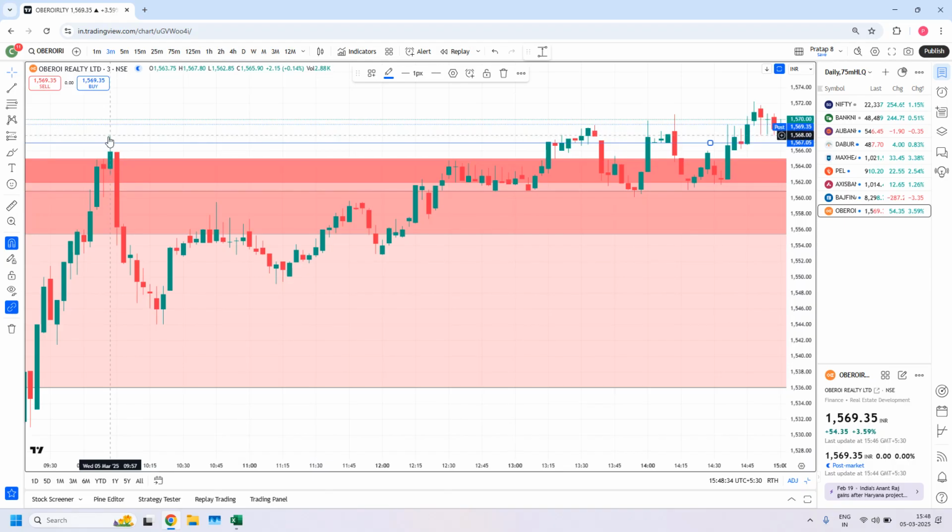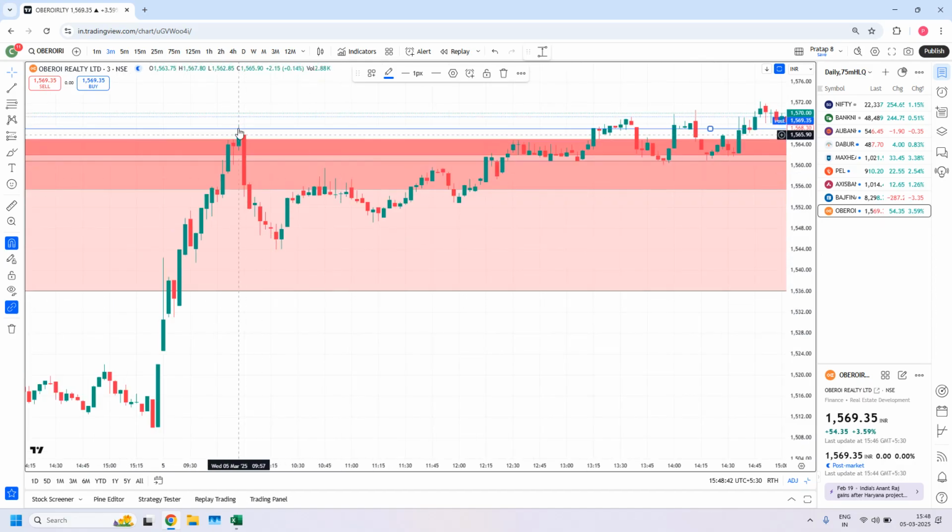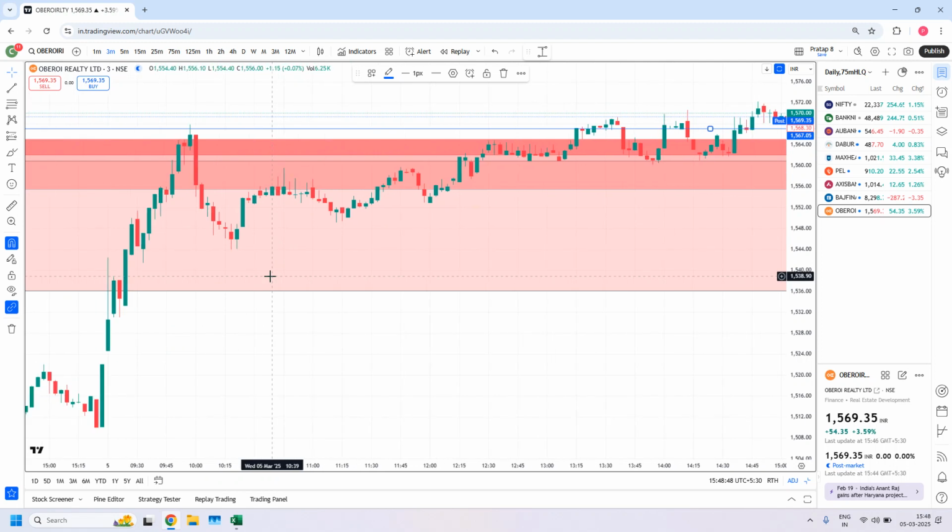value it went and then sharply came down, and see how sharply prices came down. It would have given us a very good profit today, if prices had not gone 75 paisa beyond. But as per the rule, we should be very strict with the stop loss.